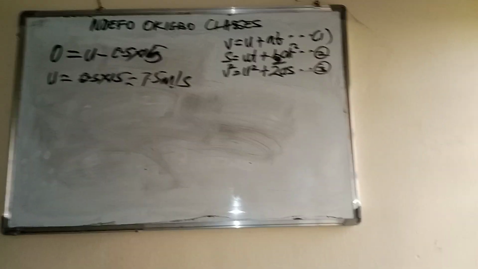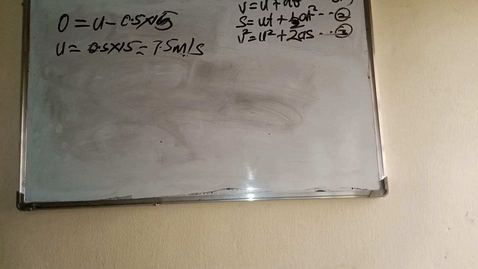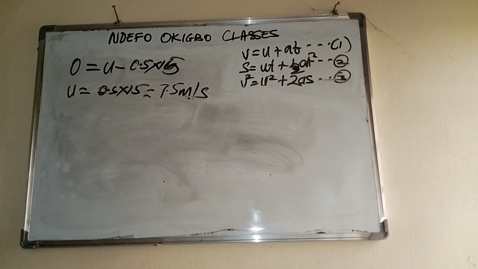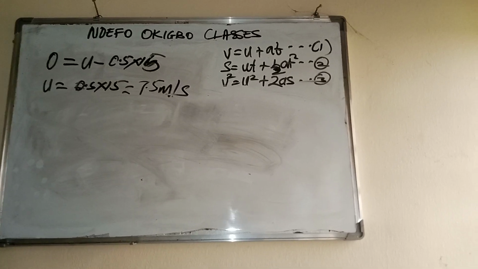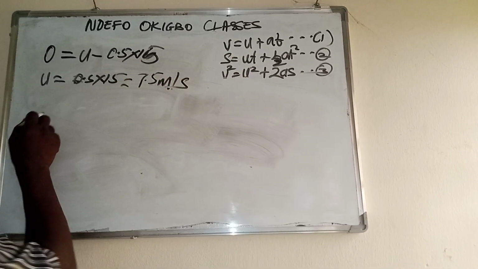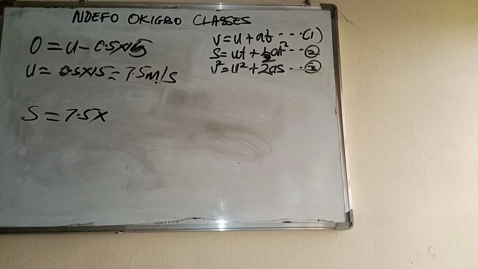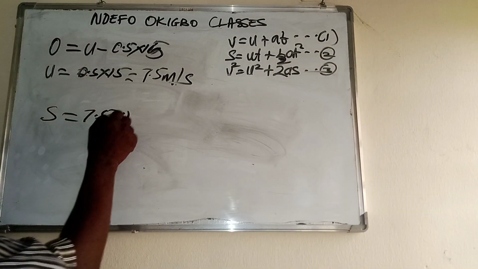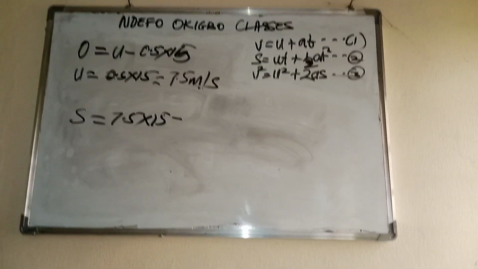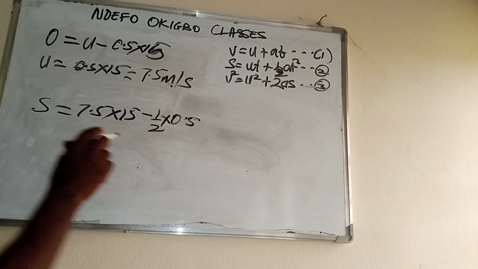Now the question said determine the initial velocity of the car, which we have determined, and its decelerating distance. So we can use the second equation to get the decelerating distance. So s is the initial velocity 7.5 times the time, 15, then minus, because it was decelerating, half times 0.5 times 15 squared.